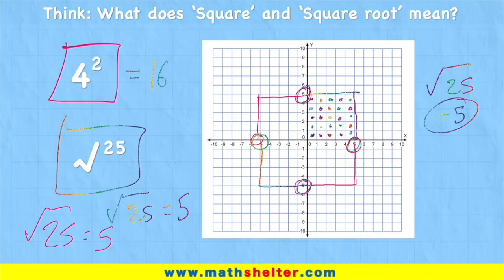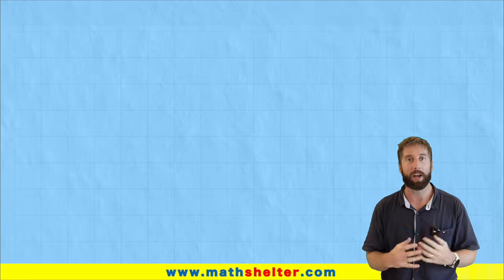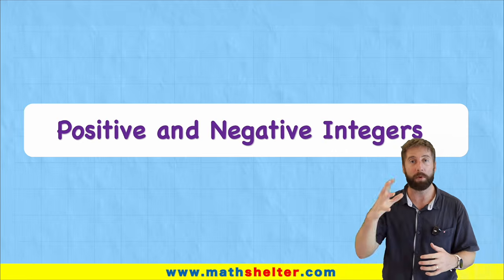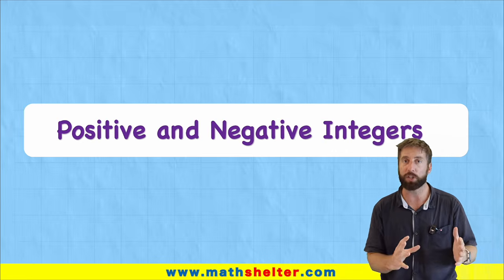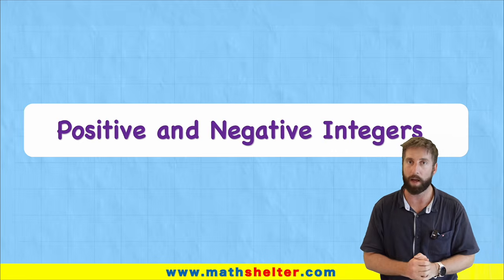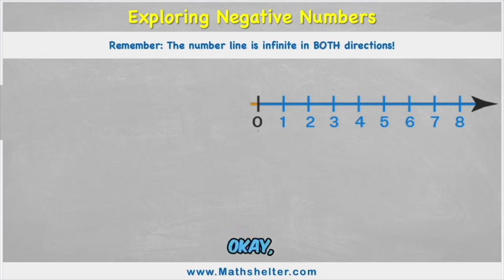Have a little practice yourself at squaring some numbers and then try and find the square root of them. Okay, well done. We're getting really through the hump of the lesson. Let's have a little look now at positive and negative integers and what that means. Let's go. Okay, what do we need to remember?